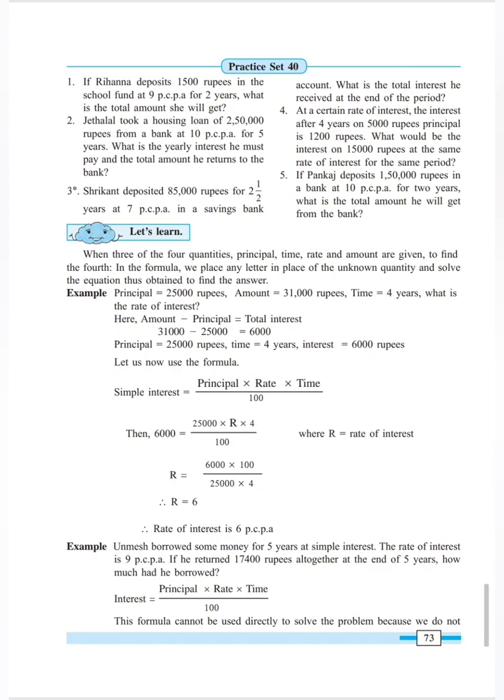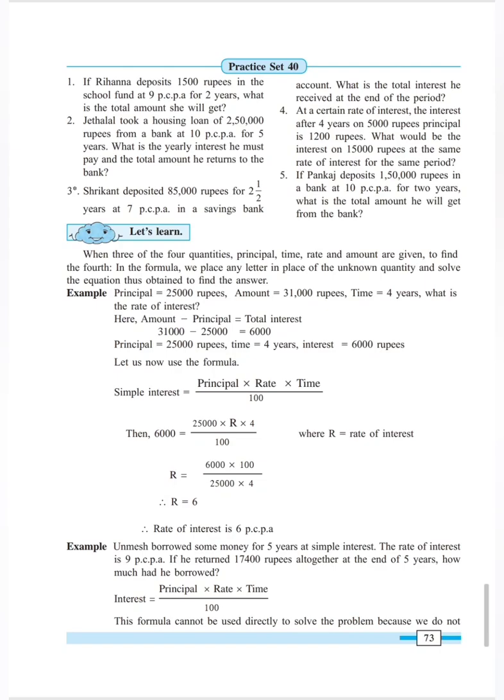Now, how many quantities do we have? We have principal, we have amount, we have time and we have interest. With the help of these quantities, we will find out the rate of interest. Okay, let's use the formula. Simple interest I is equal to P multiplied by R multiplied by T upon 100. We have the value of simple interest is equal to 6,000. Principal is equal to 25,000.